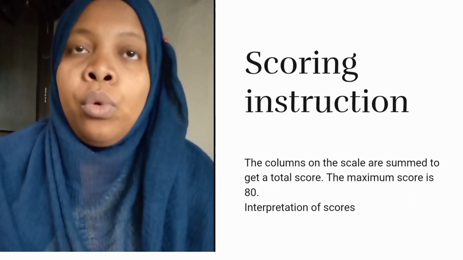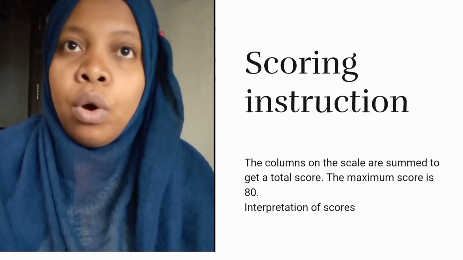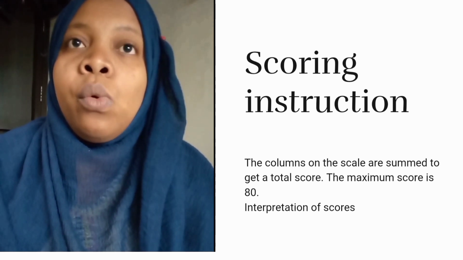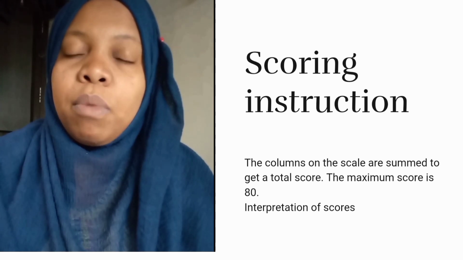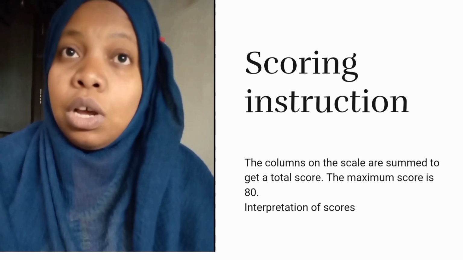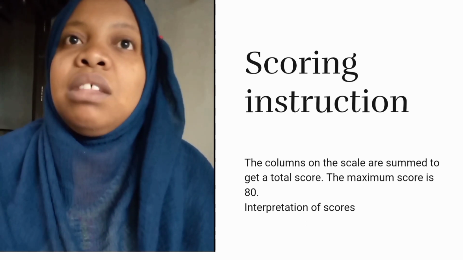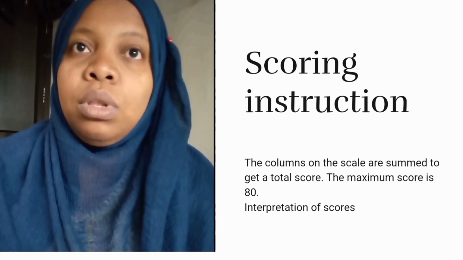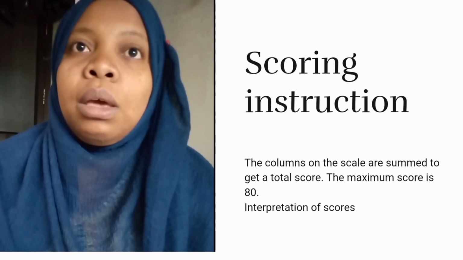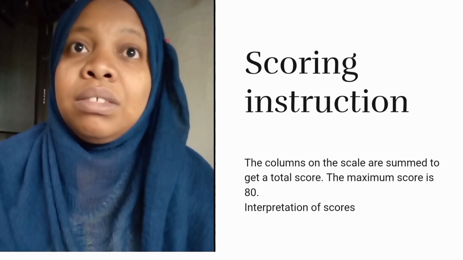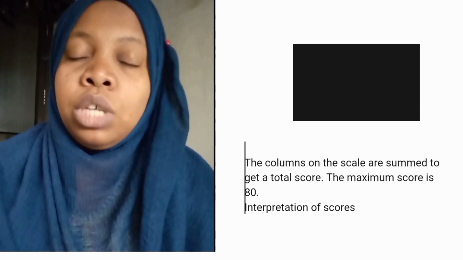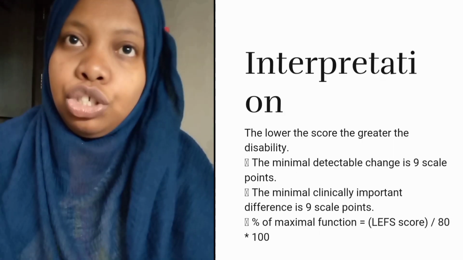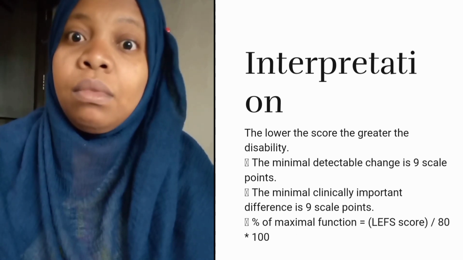So now we will look into how to score it. After adding all of this, we take the total score of the person out of 80, because 80 is the maximum number a person can get on this scale. So the higher the score, the lower the disability the person has. So now we will look into the interpretation of these scales.